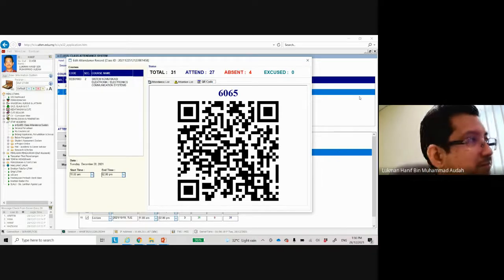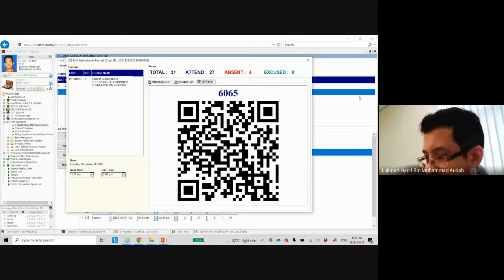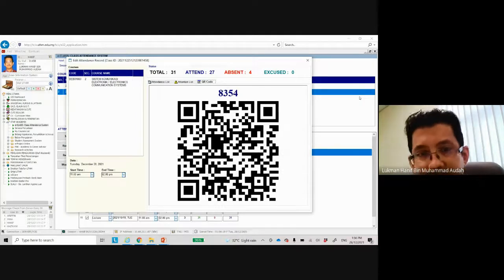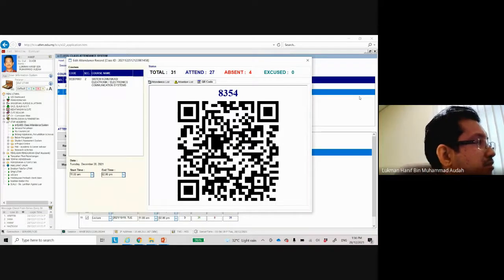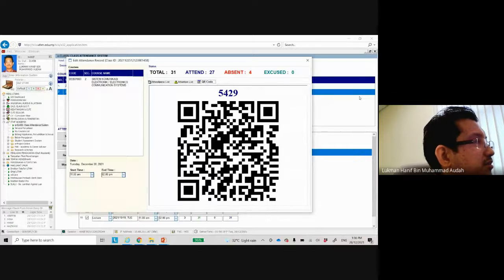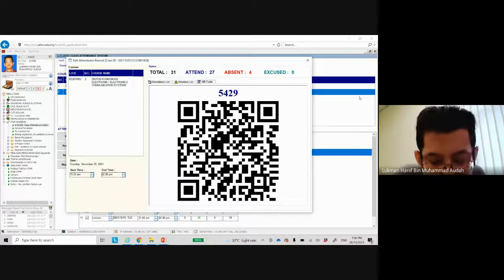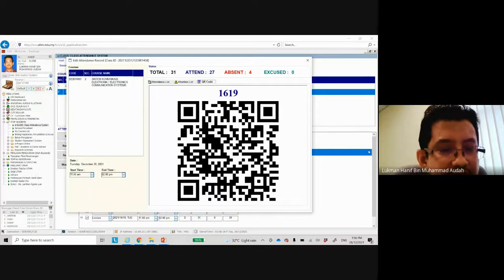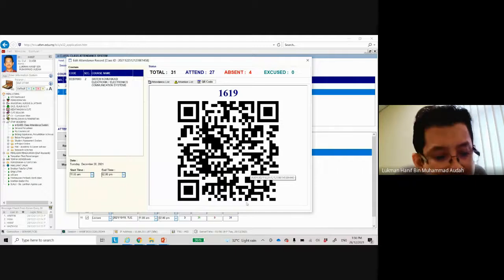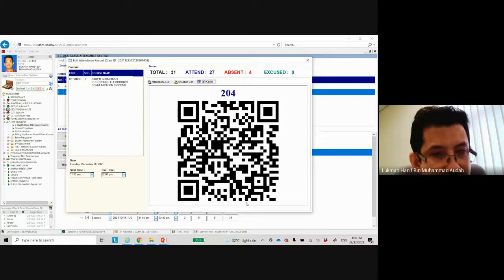Yang lain macam mana? Semua dah scan? Ada lagi yang belum scan? Okay, that's all for today. 3, 2, 1. So saya akan stop sharing. So ada 4 orang absence.